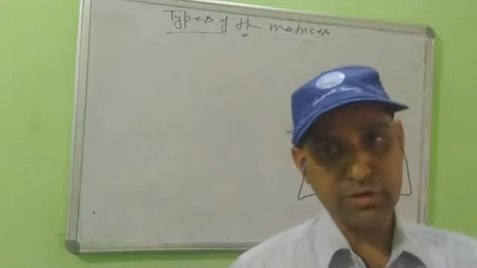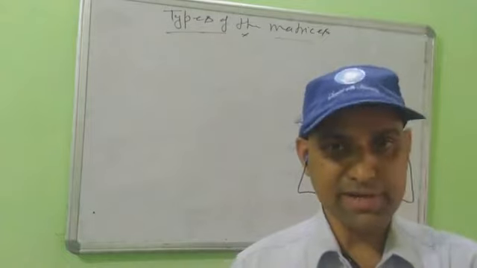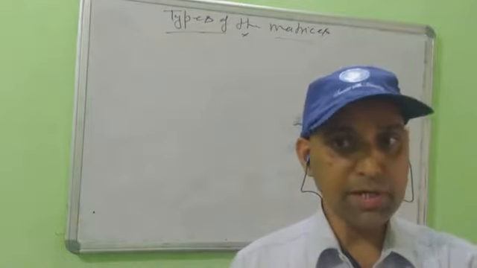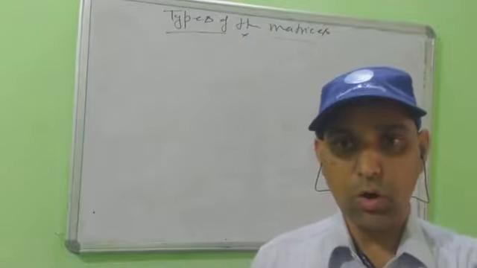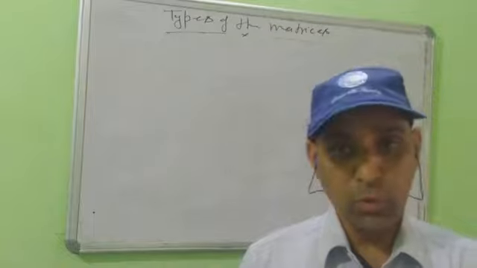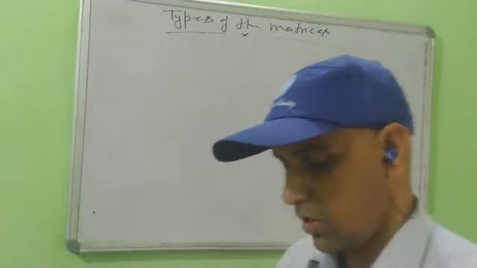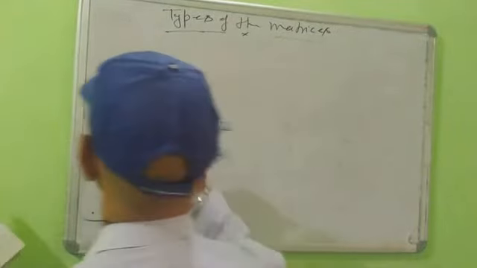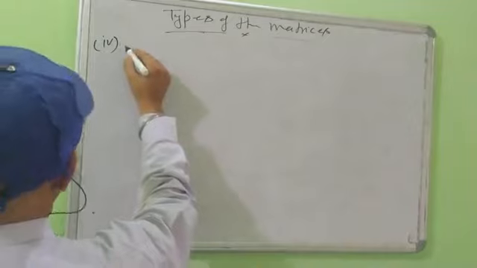So what is the diagonal matrix? In this type of matrix, it is a square matrix, but all non-diagonal elements are 0. If in any square matrix all the non-diagonal elements are 0, this type of matrix is called a diagonal matrix. So now, the fourth point: diagonal matrix.